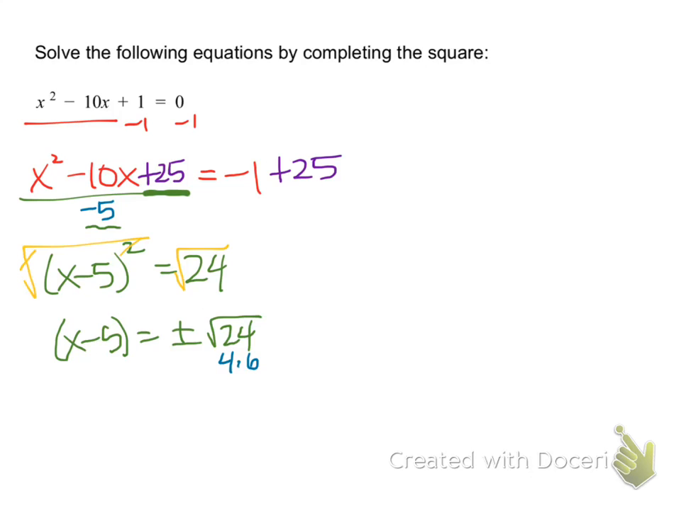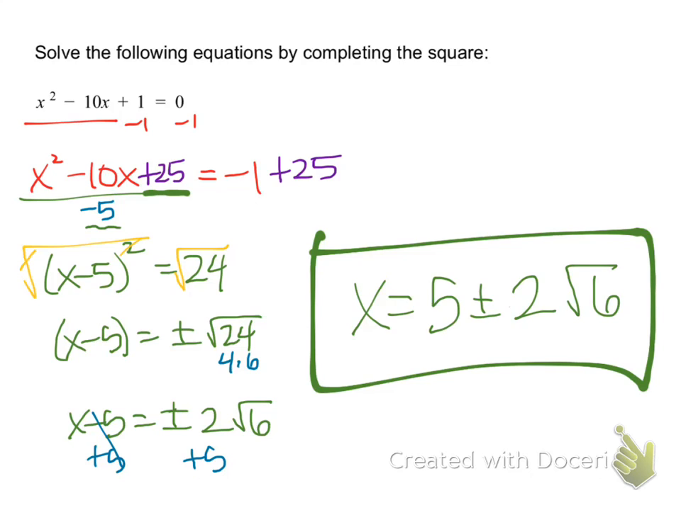Keeping in mind we need to simplify the square root, and 24 simplifies to 4 times 6. And again, we're picking 4 times 6 because 4 is a perfect square. Obviously 24 is also 8 times 3 or 12 times 2, but neither of those are perfect squares. And so then we get x minus 5 equals plus or minus 2 square root of 6. Bringing the 5 over, we get x equals 5 plus or minus 2 square root of 6.